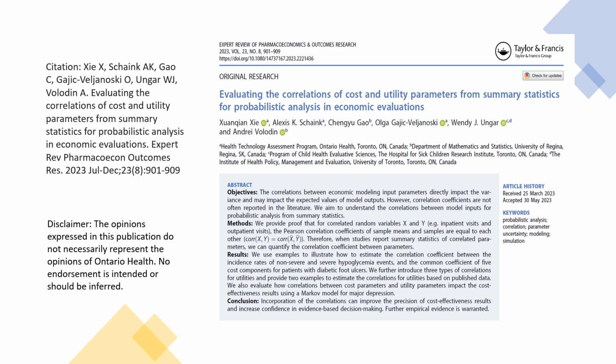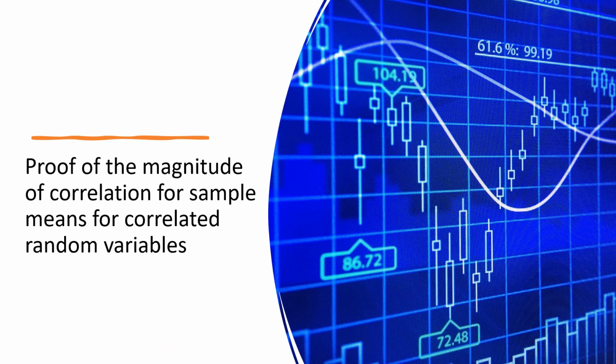I thank my co-authors. The SAS and R code for the examples can be found in the appendices of this article. In Appendix 1 of our article, we provide proof of the magnitude of correlation for sample means for correlated random variables.